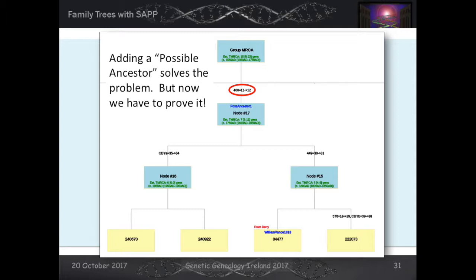So now I put in what I call possible ancestor 1, and the tool says, okay, there's an ancestor that all of these share. It's now created that as a single mutation, and it produces the same tree underneath. So I've made an assumption about an ancestor. Is it right? I don't know. But if I make the assumption, I now have to prove it. So it gives me something to go do.